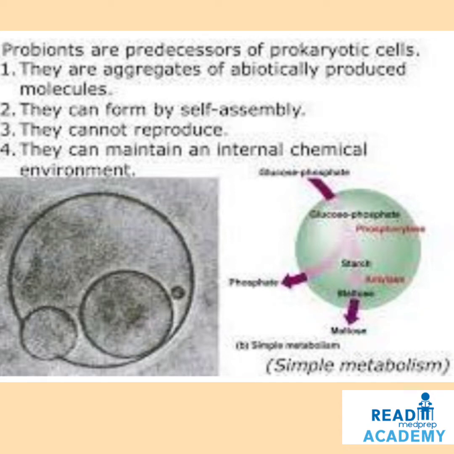They are aggregates of abiotically produced molecules. They can form by self-assembly. They cannot reproduce. They can maintain an internal chemical environment. They acquire food substances like glucose phosphate, which undergoes metabolism inside the protobiont. And these chemicals undergo simple metabolism and help in the release of maltose and phosphates.